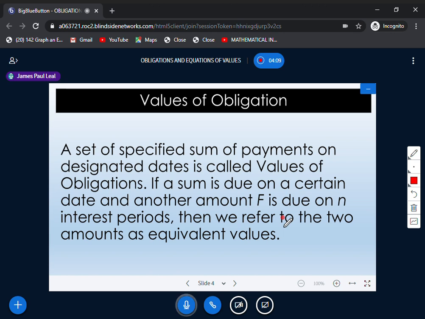Financial obligations represent any outstanding debts or regular payments that you must make. If you owe or will owe money to anybody, that is one of your financial obligations. If you borrowed money and you have designated dates to pay a certain amount, that serves as an obligation.